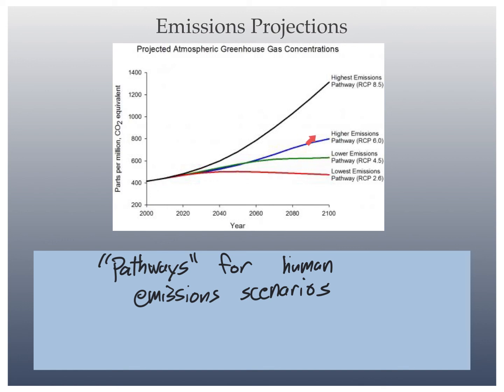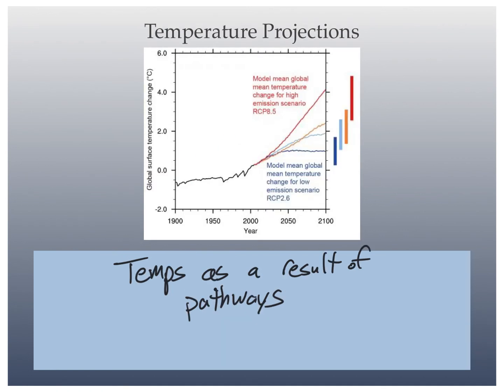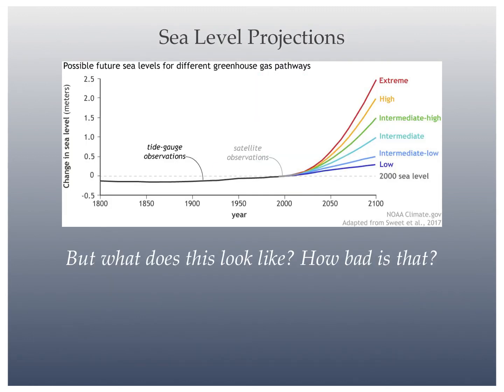Otherwise, we could end up with lower, higher, or even the highest pathways and increasing the amount of carbon dioxide in our atmosphere significantly. As a result, we're going to see different temperature projections, so different possibilities of temperature based on each of those different pathways and what that will mean for global temperature change and, accordingly, for sea level. So the different sea level projections that we have are based on low, intermediate, high, and extreme based on those different greenhouse gas pathways.